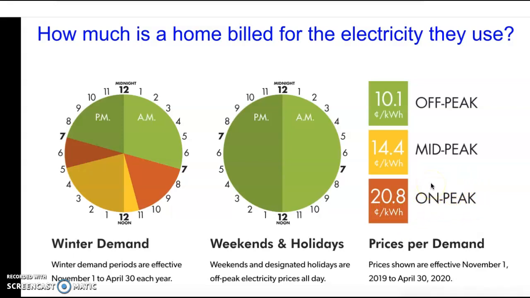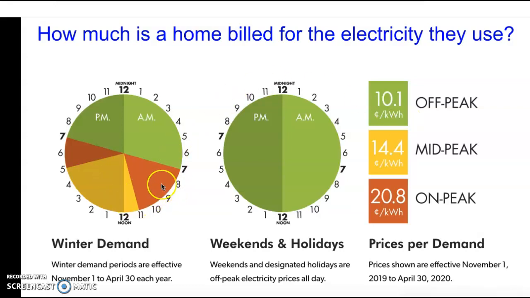Okay, so the red sections are when electricity is going to cost the most. So if you're using electricity during the times where it's red, you're going to have to pay more for that electricity compared to if you use the electricity while the time was green.